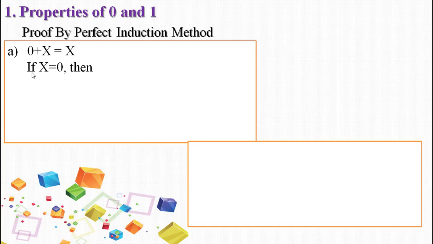So if I assume the x value to be 0, then LHS will be 0 plus x. Already you know x value is 0, so it is 0 plus 0. The x value has been substituted as 0, so it becomes 0 plus 0 is 0, which is nothing but the value of x, that is nothing but RHS. This is how you will prove it.